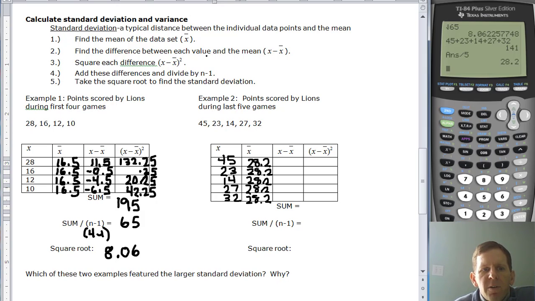Step 2, find the difference between each value and the mean. We're going to take each of these x values and subtract the value in the second column, 28.2. Our first value is 16.8.